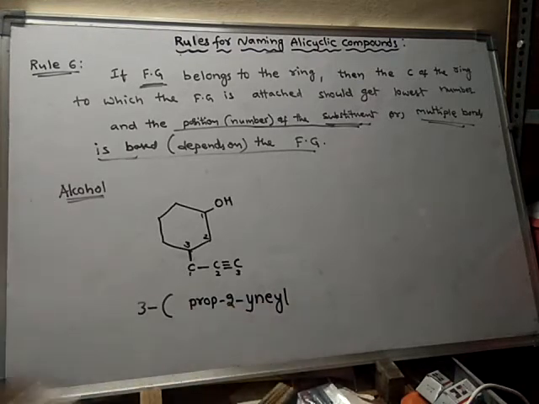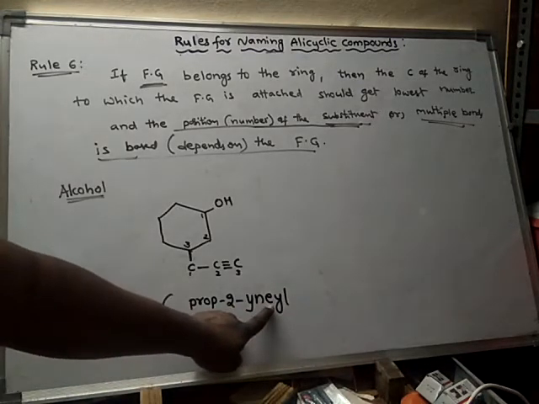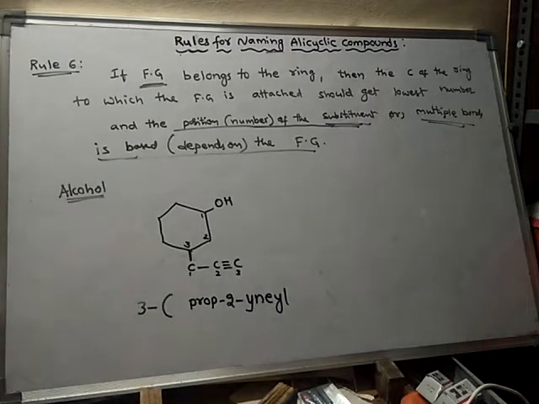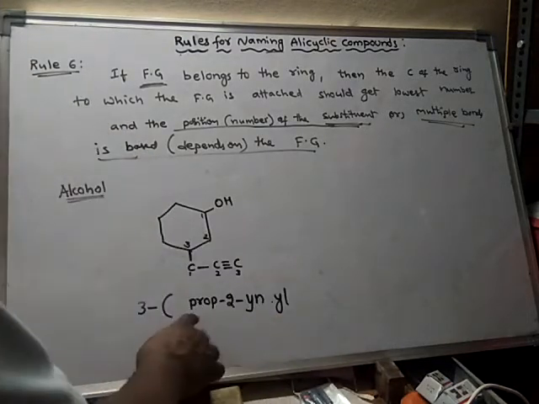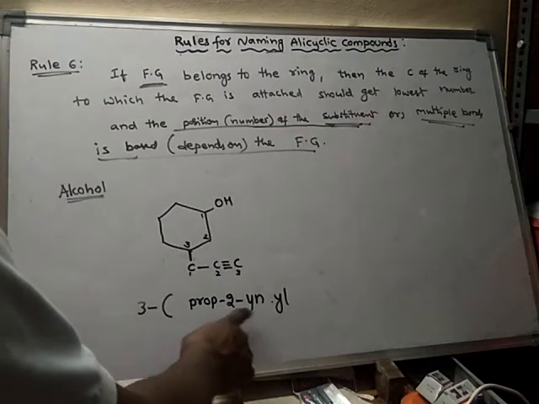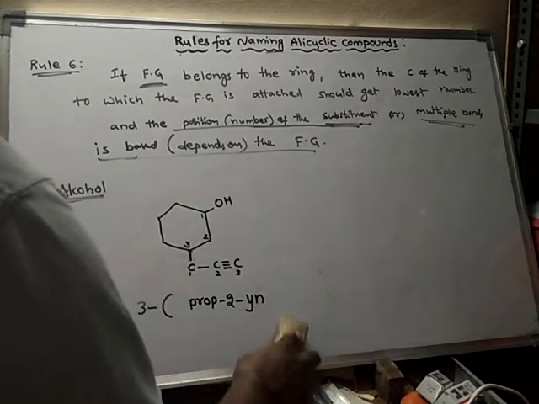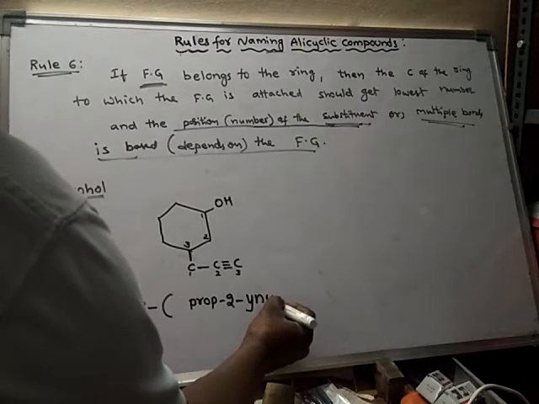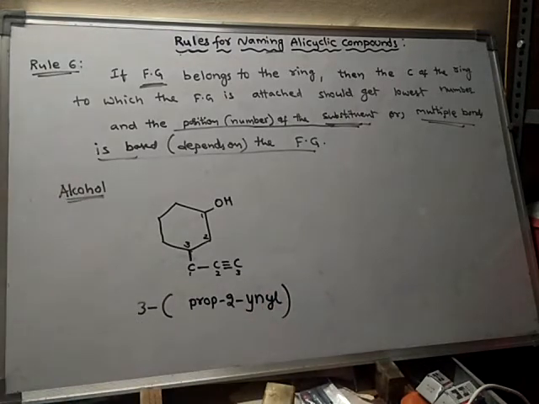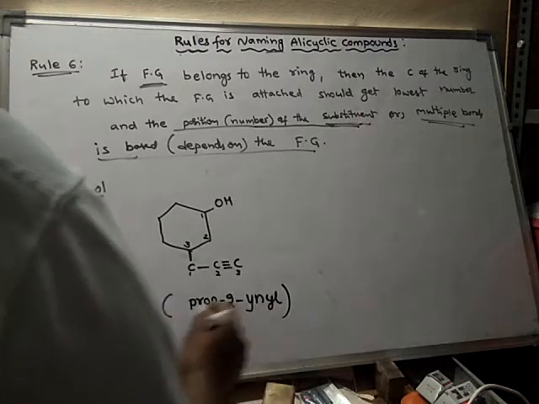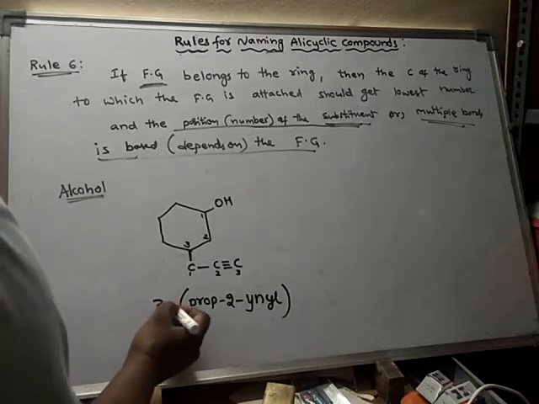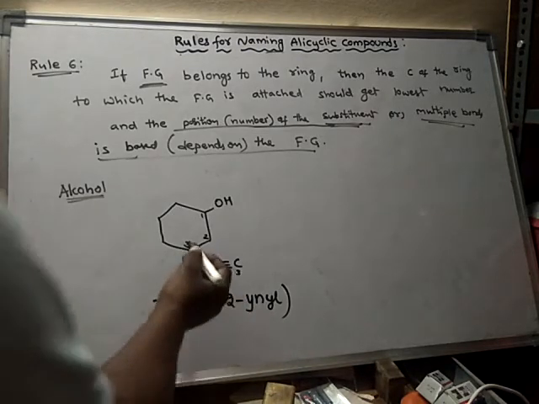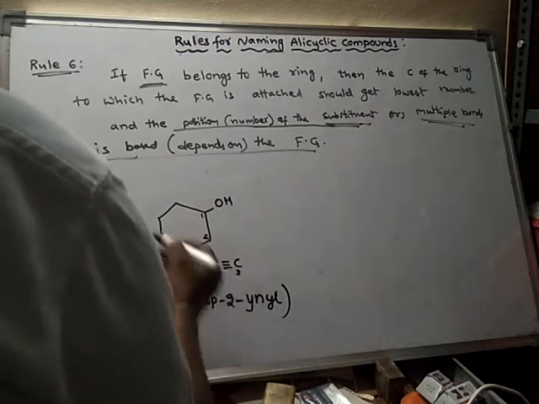But here after E, if a vowel or Y comes, then this E is cancelled. Now the name of this side chain will become like this: prop-2-ynyl. Just join these two: prop-2-ynyl. So now this is the complex side chain. On the third carbon, this complex side chain is located. Now what is the name of the parent chain? It is cyclohexane.